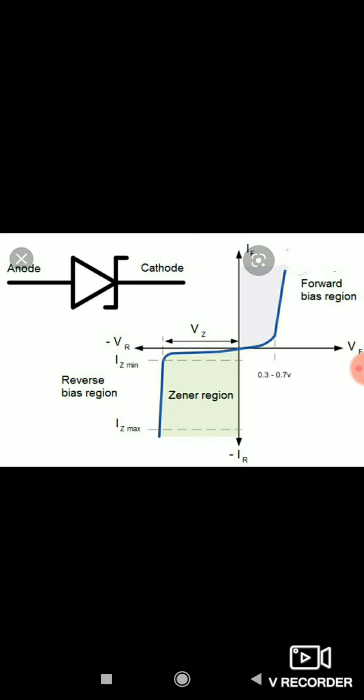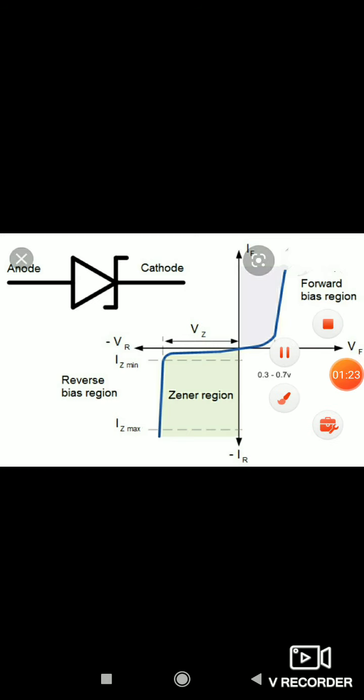The differences between the PN junction diode and the Zener diode are: the PN junction diode is unidirectional and the Zener diode is bidirectional. Unidirectional, it is a unidirectional device which conducts current in only one direction, and the Zener diode is a bidirectional device which can conduct in forward bias as well as in reverse bias. And the next point is the symbol.